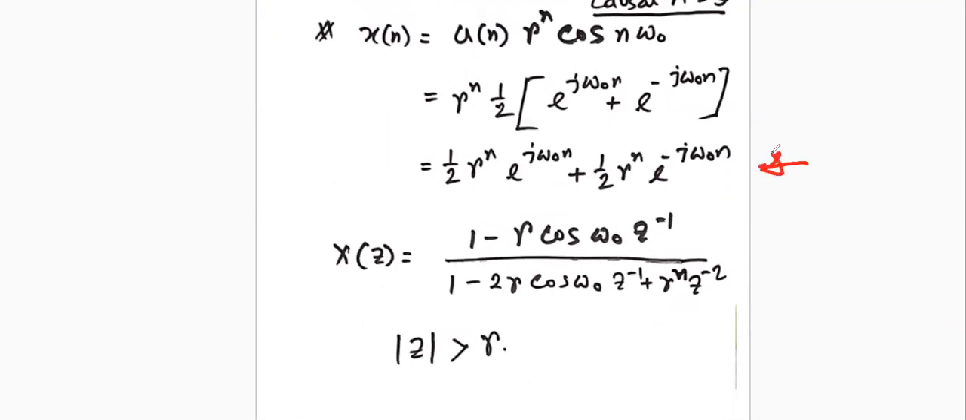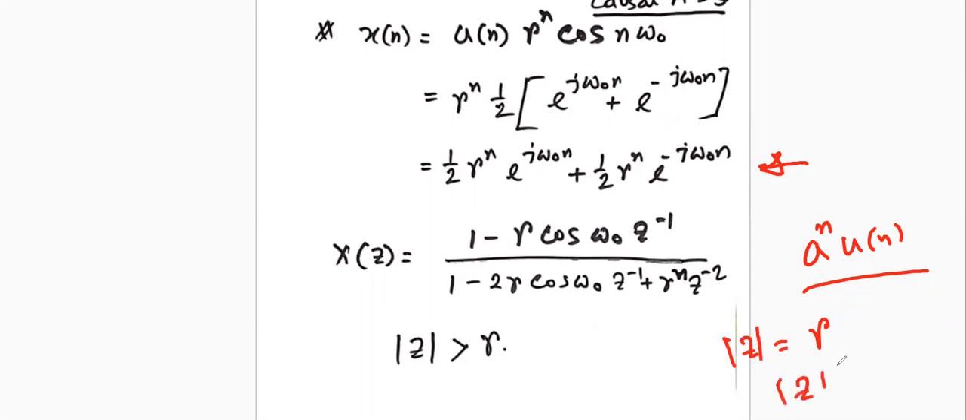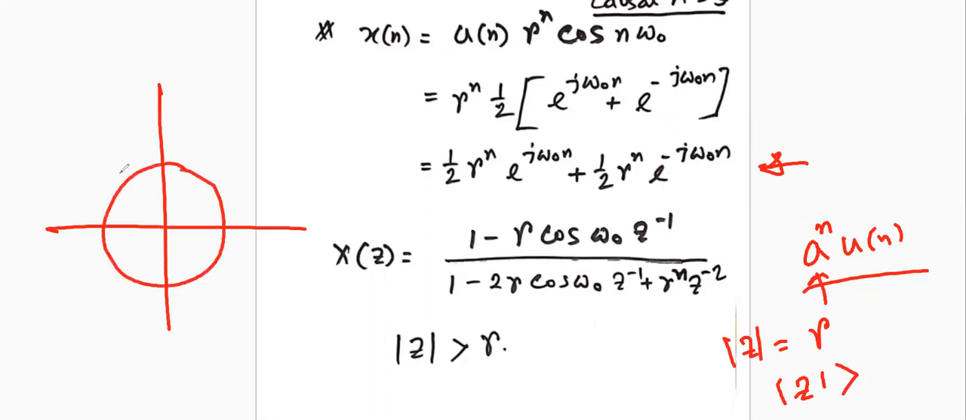For this equation, you can show that the ROC should be more than r for both cases. As we have understood, when we have a right-sided sequence like a to the power n un, the value of r, or you can say the amplitude of the Z value, is always greater than this value. That means, if we have some kind of circle, what is the circle value?